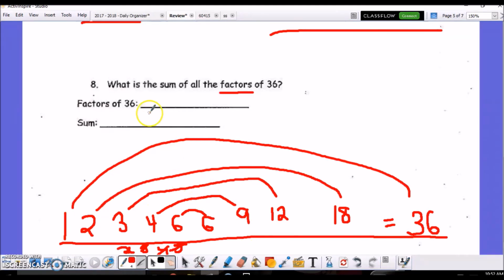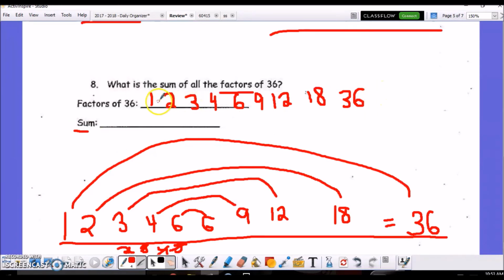You're finished. List your factors. The factors of 36 are 1, 2, 3, 4, 6. I only have to list 6 once. I don't have to write it twice. 9, 12, 18. And yes, that product pot of gold, 36, is also a factor because 1 times 36 does get you 36. They also ask you for the sum.